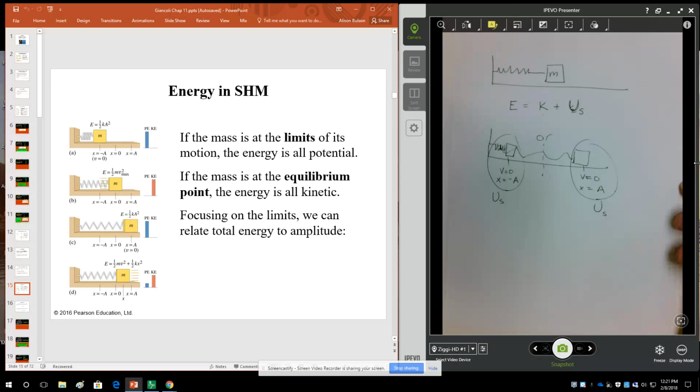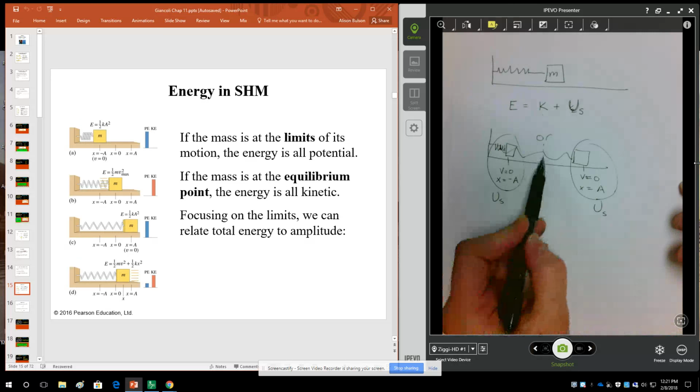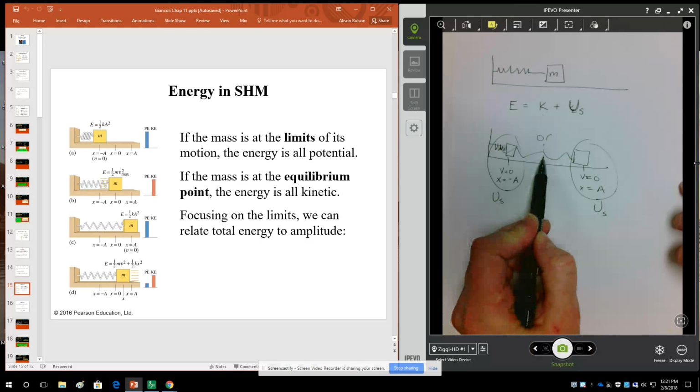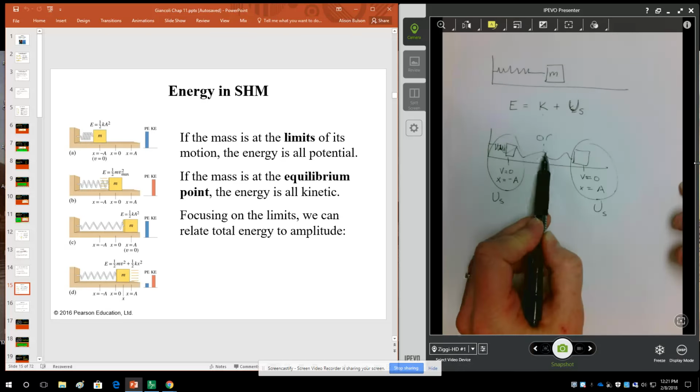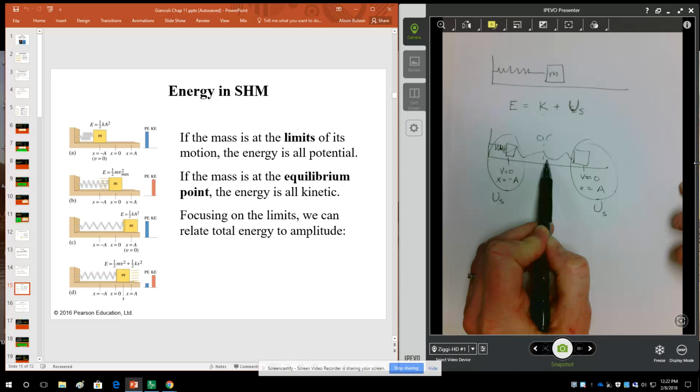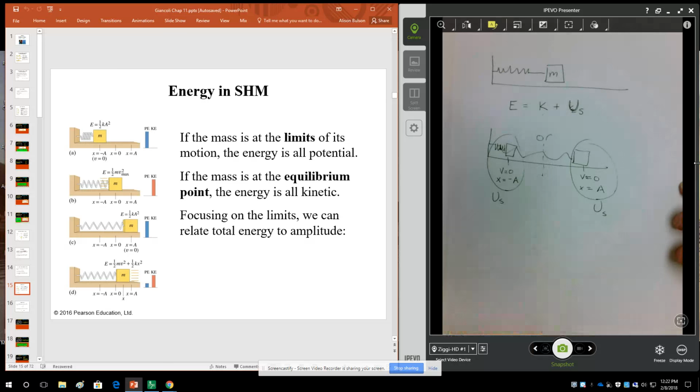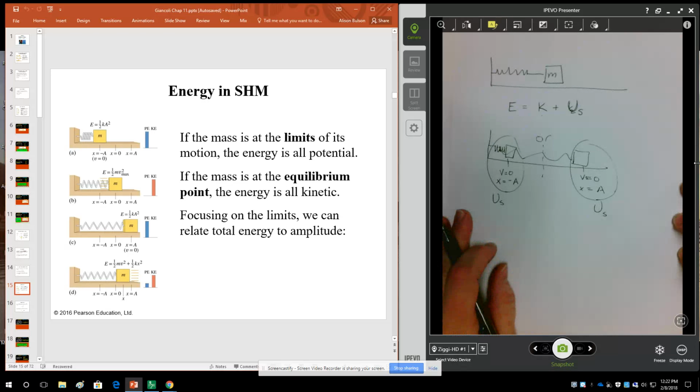When the spring is at equilibrium position, as it passes through x equals 0, there's no spring potential energy because x equals 0. The spring is at its equilibrium position, and the mass in turn is moving as fast as it ever moves. So we'll at least begin our evaluation of energy in simple harmonic motion by focusing on those limits, those turning points, and the equilibrium position.